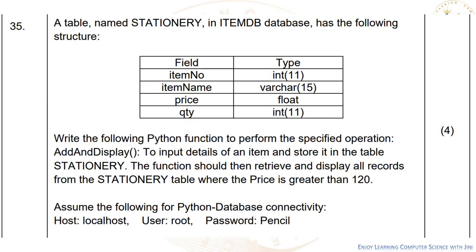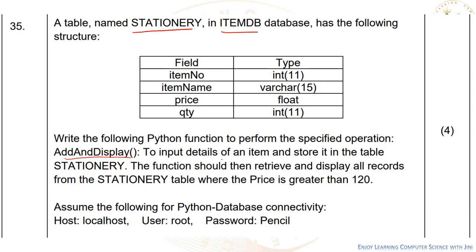Now the 35th. So this is a connectivity based question. A table named stationery, in the database item DB, has the following structure: item number, item name, price, quantity. Write the following Python function to perform the specified operation. That's the name of the function they have given.